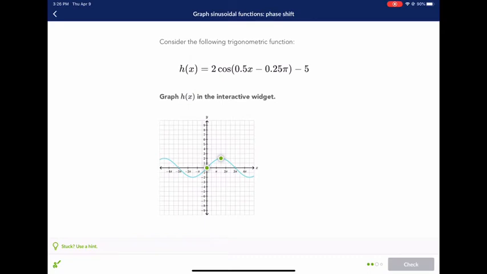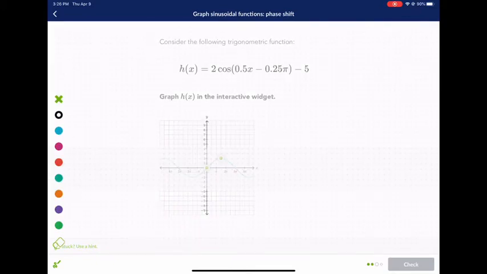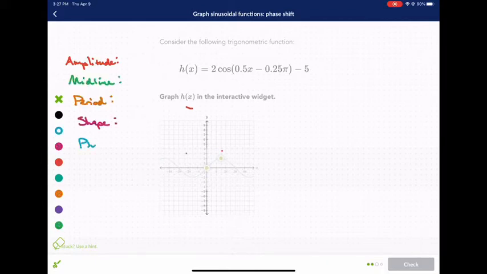All right, here's a different type of problem where it gives you the function and we need to modify the graph in order to match the function. We're going to do the same thing. We're going to find the amplitude, the midline, the period, the shape of the graph, and the phase shift from this function, and then we'll use that in order to graph it. All right, but there's one important thing we have to do first. There might be another way of doing it, but this is my way.